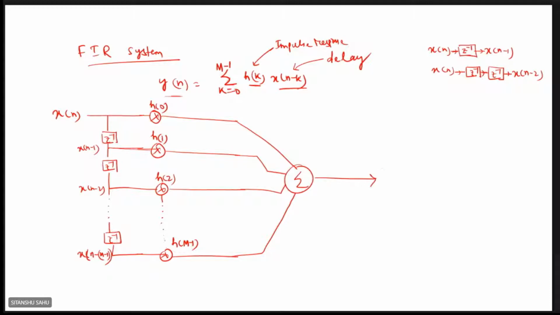And this is giving me y of n. So this is the FIR structure. Got the idea? So now if I give you this h of n in some way, if I give you this sequence h of n, and then I give x of n, can you get the y of n using this FIR structure?